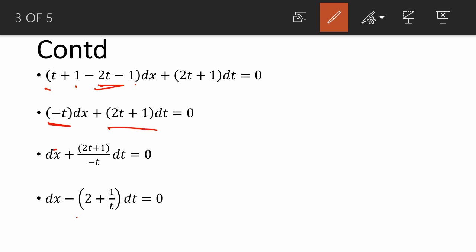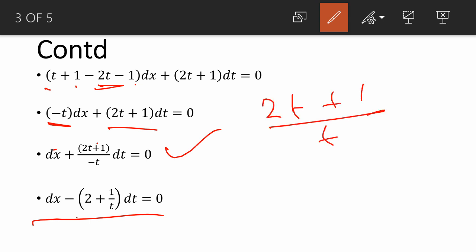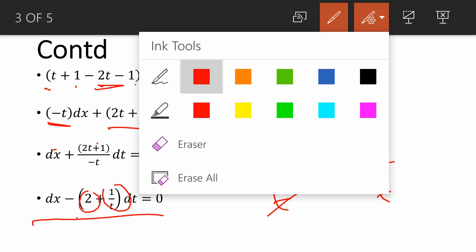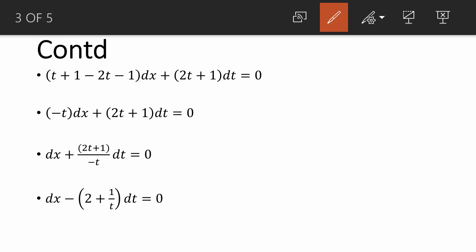Now if I divide through by minus t, we are going to get this: dx + (2t + 1)/(-t) dt = 0. Remember, when you say (2t + 1) over t, it means 2t over t plus 1 over t. And 2t over t is 2. That's how we got this 2 here. Then you have your 1 over t here. The negative sign here already makes this positive become negative. So that's why we have the minus there.